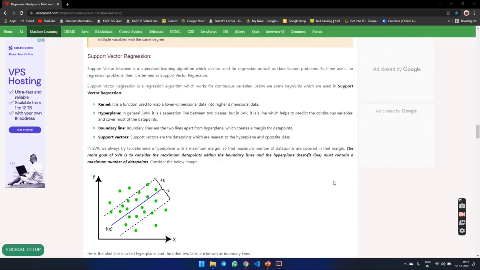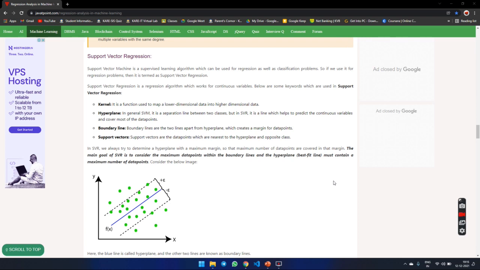Now we are discussing the previous remaining topic. Last class I told you about support vector regression. Now we are discussing it briefly. Okay, let's move on to the topic.